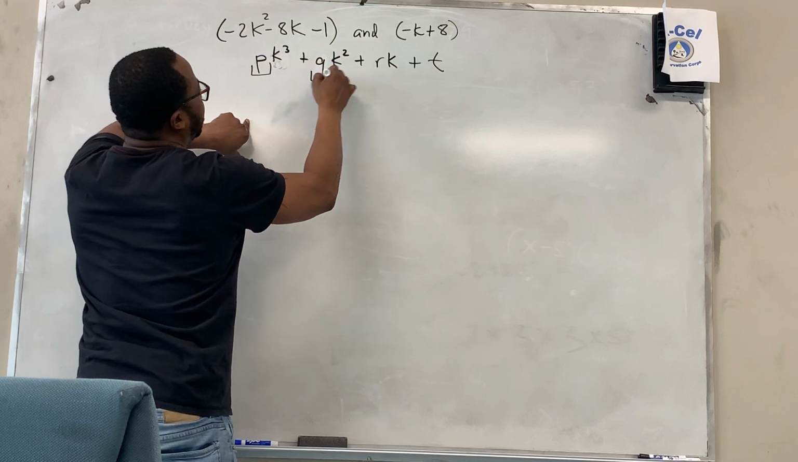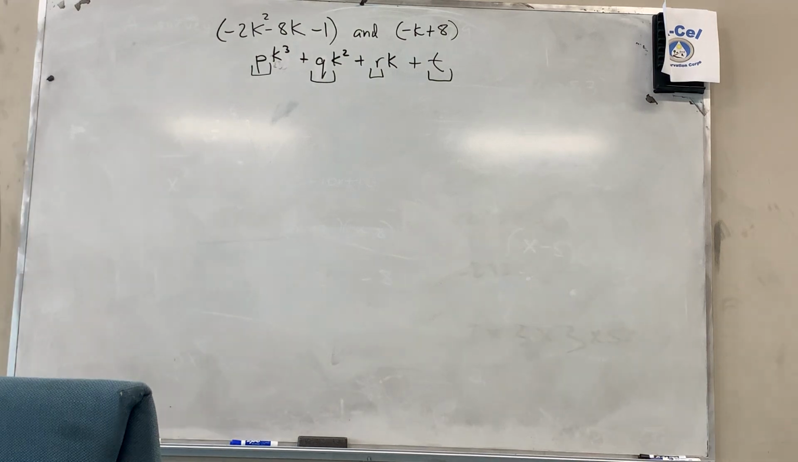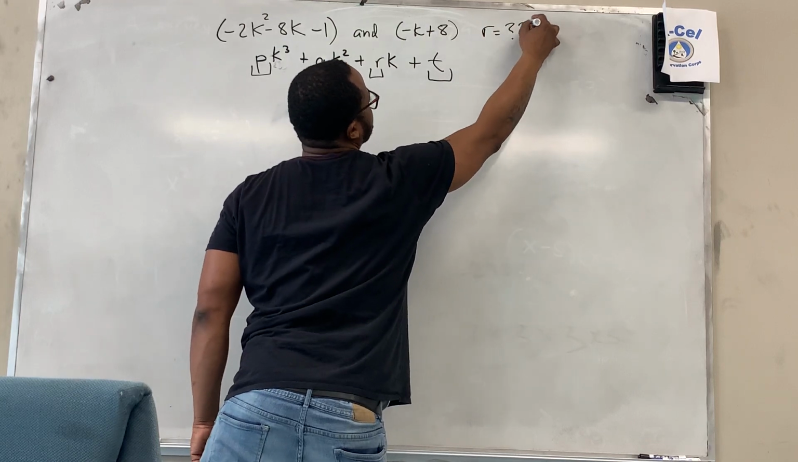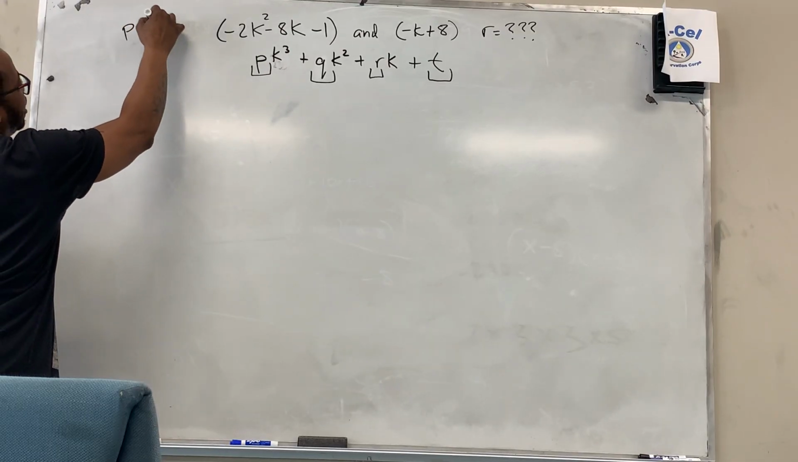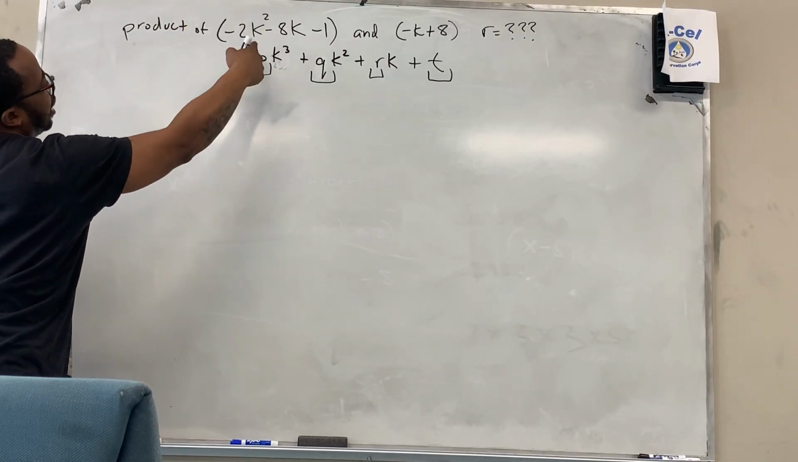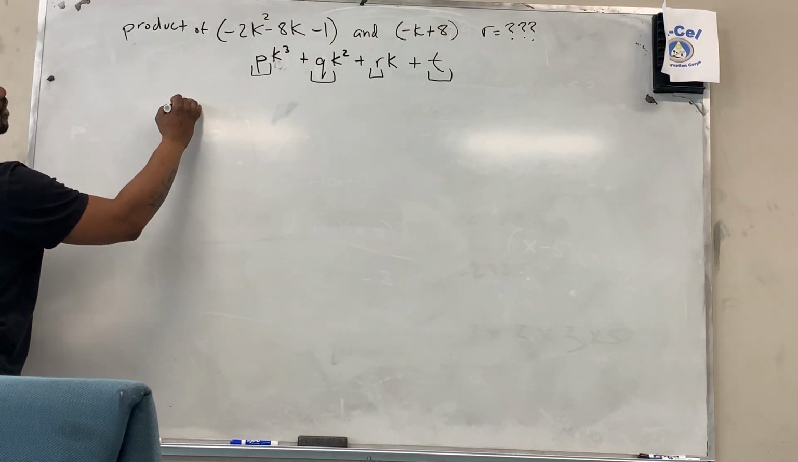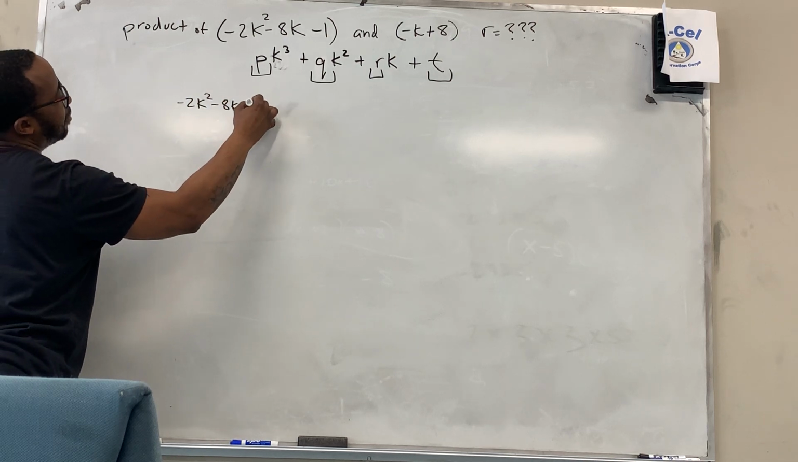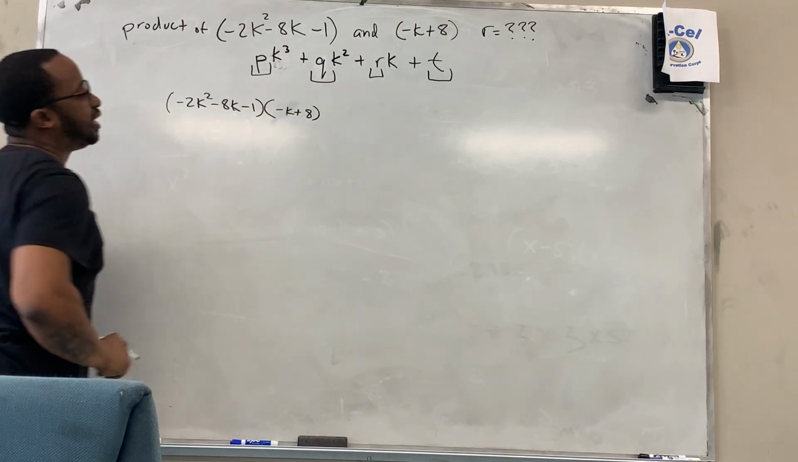We're looking for basically these. But then they also want to know what is the value of r. So r is going to be equal to what? That means we're going to have to multiply. When they say the product of this and this, they mean to multiply. So I'm going to write it down here. If I have minus 2k squared minus 8k minus 1, right, times minus k plus 8 right here.